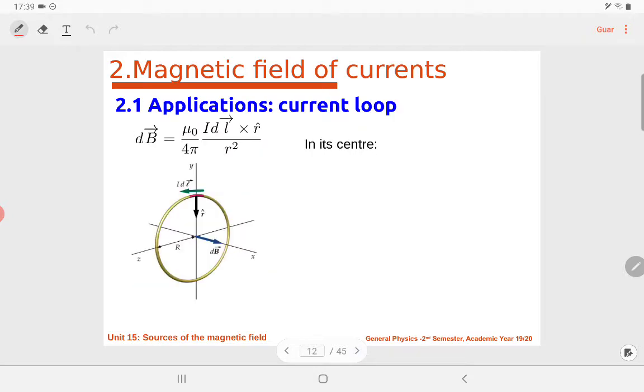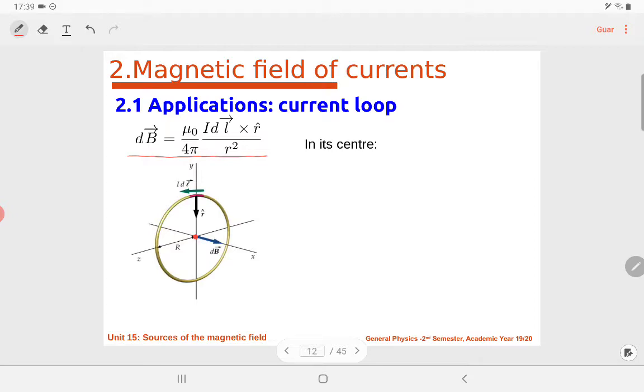One of the simplest is the current loop. So here we have a loop. This is just a circular wire that has current going through it. We want to know what the magnetic field generated in its center is. So point P is here in its center. We begin with the Biot-Savart law, and we calculate how much magnetic field there is at this point.